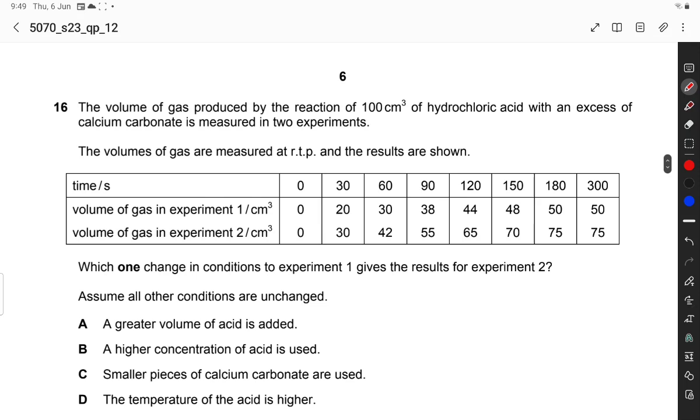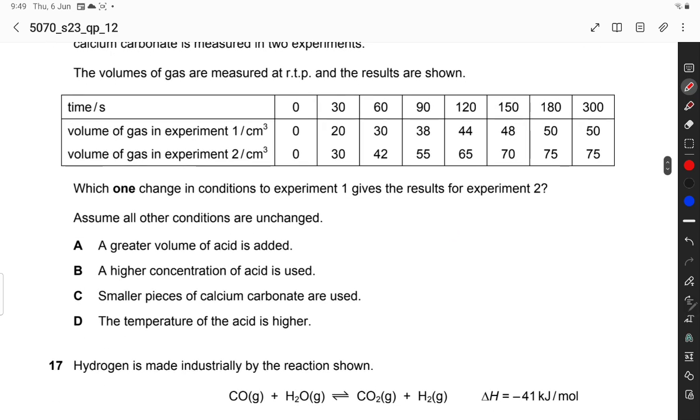The volume of gas produced by the reaction of 100 centimeter cube of hydrochloric acid with an excess of calcium carbonate is measured in two experiments. The volumes of gas are measured at RTP and the results are shown. Volume of gas in experiment 1: time 30, 42, 55, 65, 70, 75, 75. 30 in 30 seconds, 42 in 60 seconds.